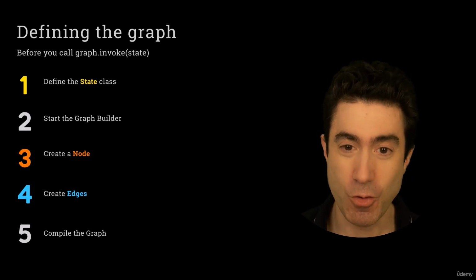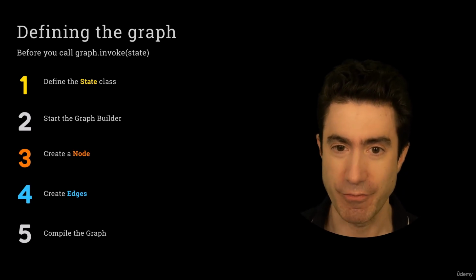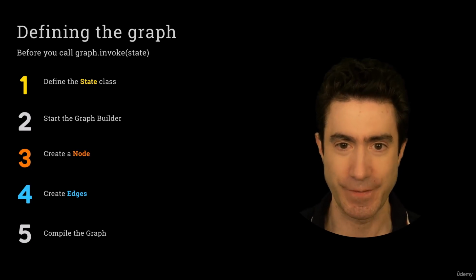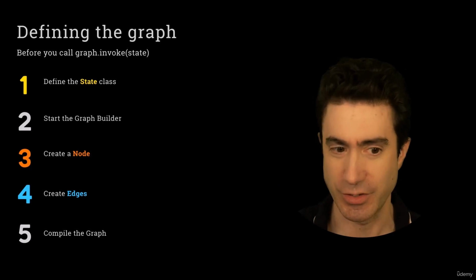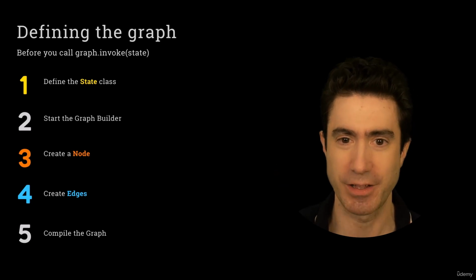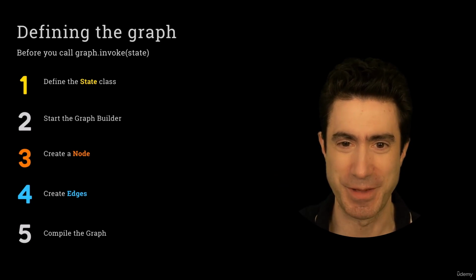So before you can call graph.invoke, which is how you kick off your graph, you have to define it. Defining it is these 5 steps. Define your state class, the graph builder, create a node, edges, and compile the graph. Just a quick refresher. I'm sure you've got this all committed to memory now.